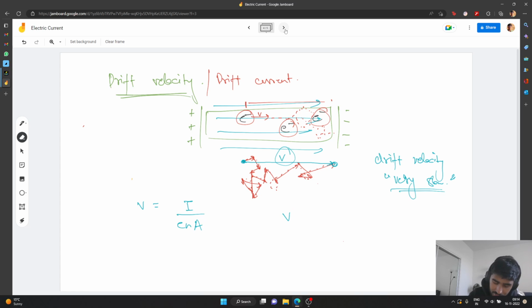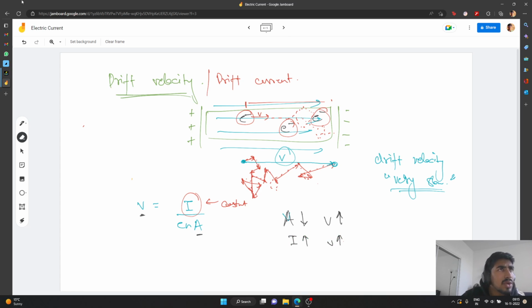So if this is constant, then we can say that the velocity will be higher if the area is lower. If the area is lower, then the velocity will be higher, right? Area is lower downstairs, so this will increase. And then we can also say that if I is higher, then v will also be higher, right?